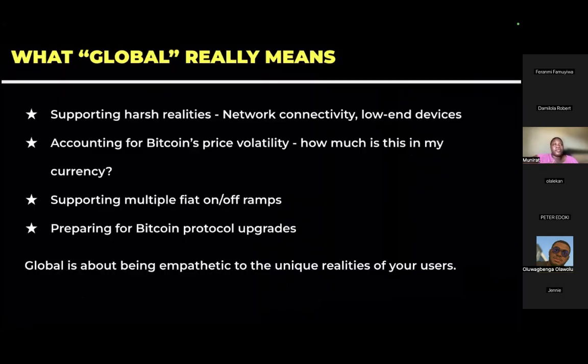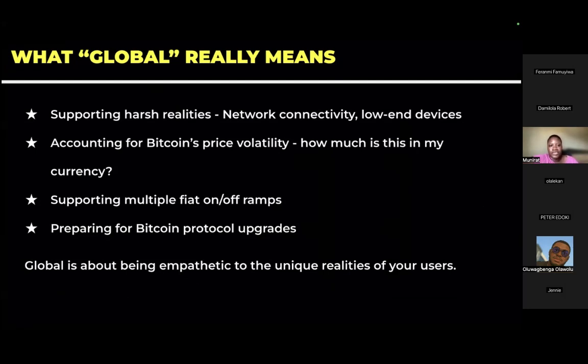So what global really means. The problem is when we talk about global, most times we just think it's about supporting various currencies. Most times people say, this thing is global, so far it is in the US or Europe. But really, it's not just about that. It's about your engineering diversity. It's about thinking about not just the normal users, the normal people you think should use your product.